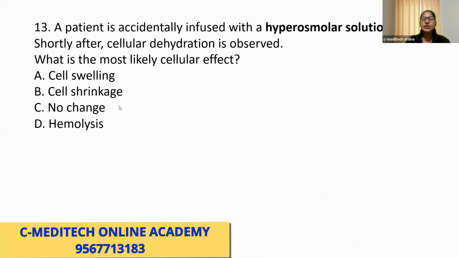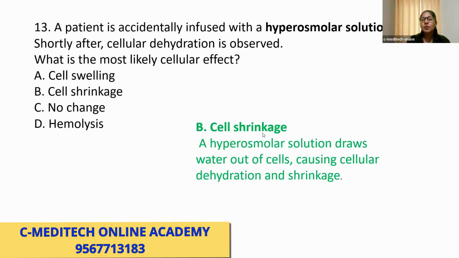Question number 13. A patient is accidentally infused with hyperosmolar solution. Shortly after, cellular dehydration is observed. What is the most likely cellular effect? A, cell swelling, B, cell shrinkage, C, no change, D, hemolysis. When a cell is placed in hyperosmolar solution, what happens? In a hyperosmolar solution the concentration is very high, so it draws water out of the cell. Cellular shrinkage occurs. So the answer is option B, cell shrinkage.